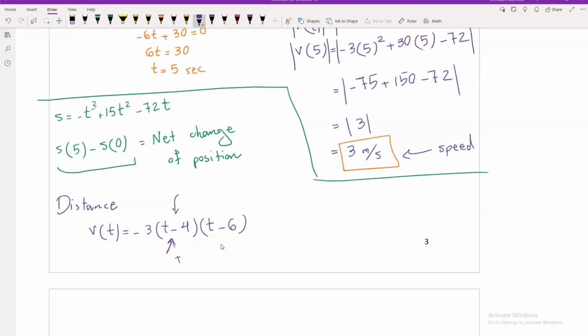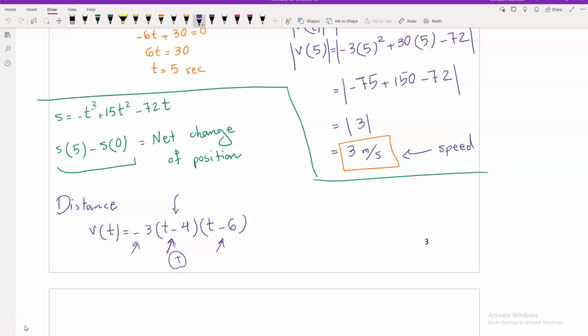What that means is we're going to have negative times positive times negative number. So we're going to have a positive number for velocity. So our sign will change from negative to positive. What this means is we moved in the negative direction from t equals 0 to t equals 4, and then from t equals 4 to t equals 5, we are moving in the positive direction.